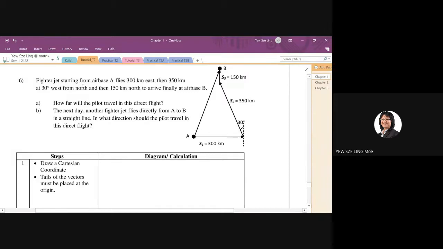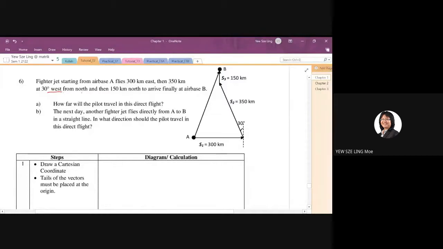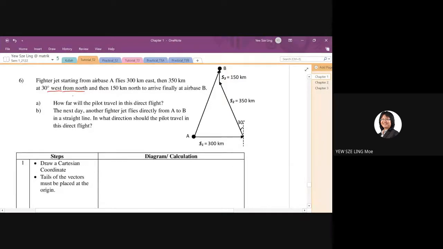A fighter jet starting from airbase A flies 300 km east. So it flies towards the east. And then 350 km at 30 degrees west from north. West from north, so it's located on the negative x-axis, and then for the angle of 30 degrees, you start to rotate the vector from north. This statement is quite similar to the one that we saw yesterday. And then 150 km north, to arrive finally at airbase B. So how far will the pilot travel in this direct flight?